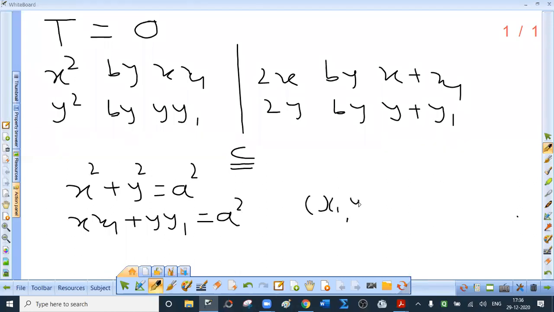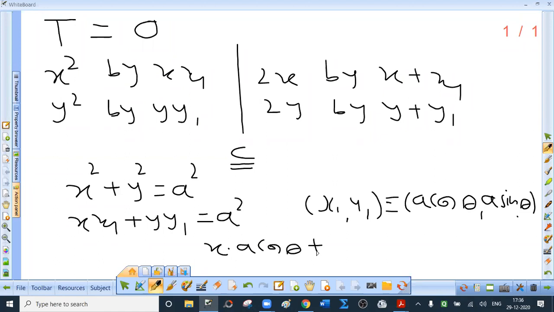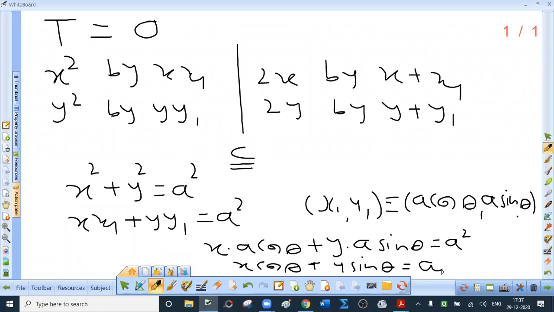Now that point (x1, y1) can also be taken as (a cos theta, a sin theta). Okay, so in that case what will be the equation? x into a cos theta plus y into a sin theta equal to a square. One a gets cancelled, so x cos theta plus y sin theta equal to a. This is the equation of the tangent to the standard circle only, but at a point P of theta on the circle.